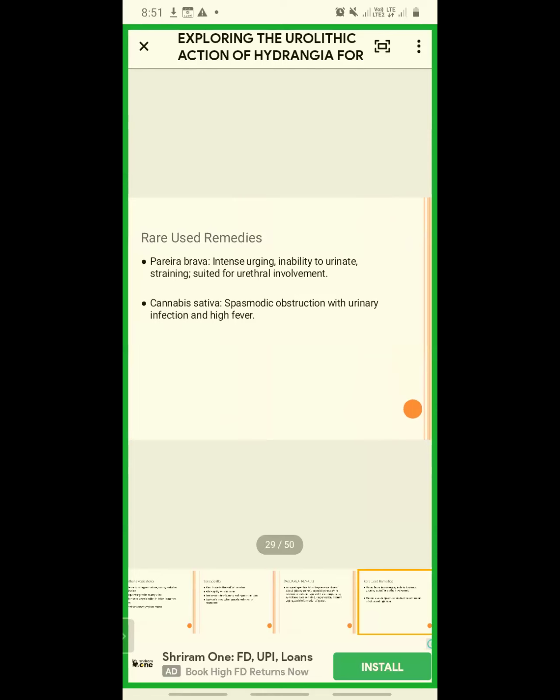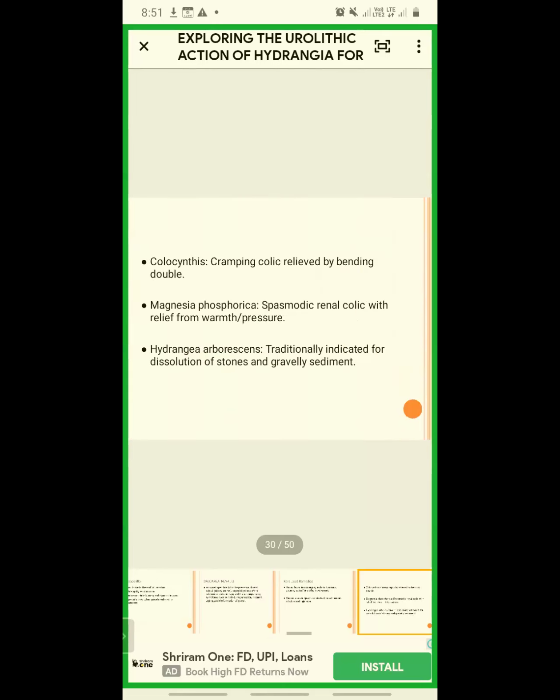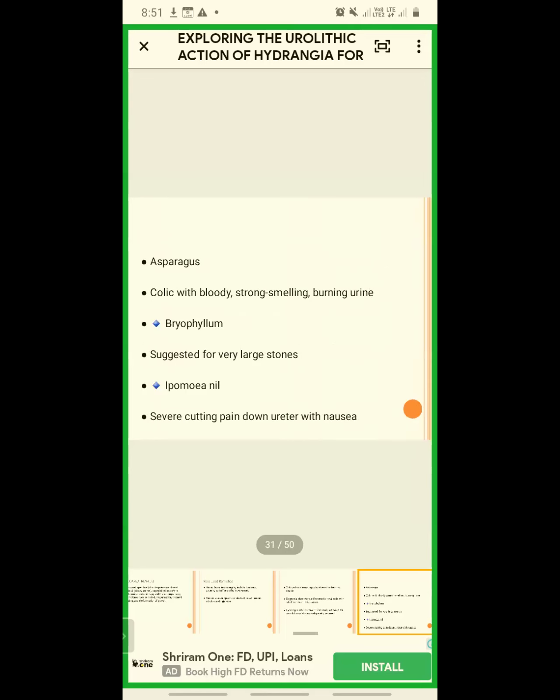Cannabis sativa: spasmodic obstruction with urinary infection and a higher fever. Next is Colocynth: cramps will be there, colic relieved by bending double. Magnesia phosphorica: spasmodic renal colic relieved by warmth or pressure. Hydrangea is traditionally indicated for dissolving stones. Then Asparagus: there will be colic with bloody urine and strong-smelling urine.